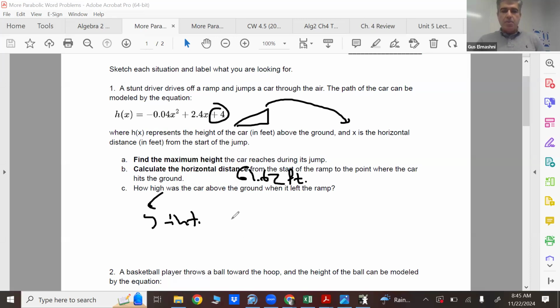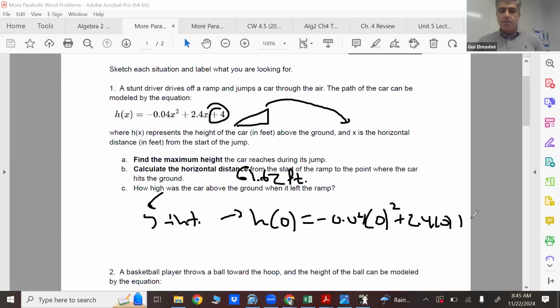And the y-intercept is that, because if you plug in 0, so to answer your question, Alexander, how do I know it's 4? Because you plug in 0 into the equation. Because that's when you leave the ramp, right? At x equals 0. Because x is defined as the distance from the ramp. That's how it's defined. And if I work it out, I should get 4.